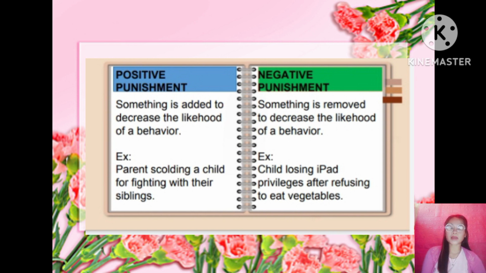Positive punishment is when something is added to decrease the likelihood of a behavior. Example here: parents scolding a child for fighting with their siblings. That means you give something that he or she doesn't like.